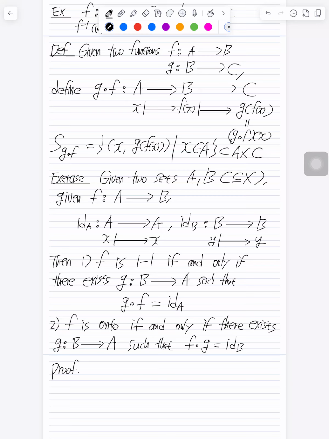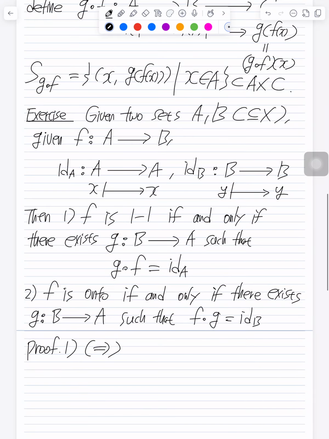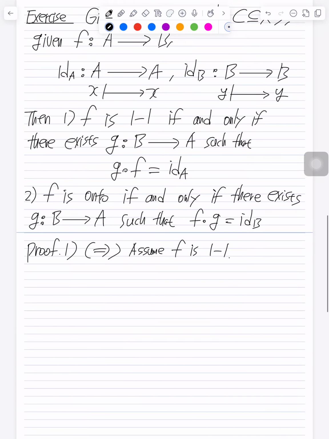The first part is okay, but let's try to see that injectivity implies the so-called left inverse. Because this g is composed on the left-hand side, we usually prefer to call it the left inverse. So we assume f is one to one. That's our starting point, so that we can draw a naive Venn diagram in the following sense.